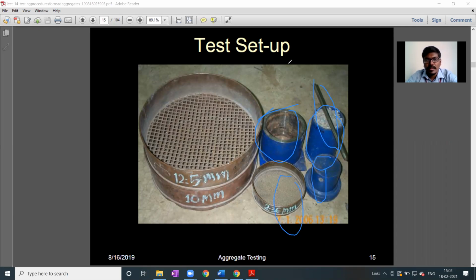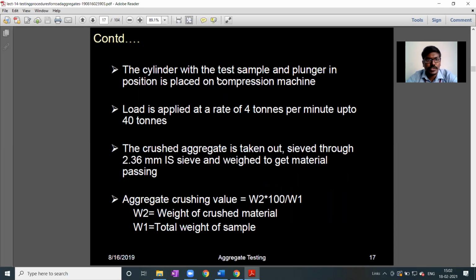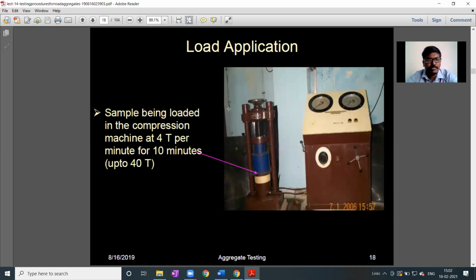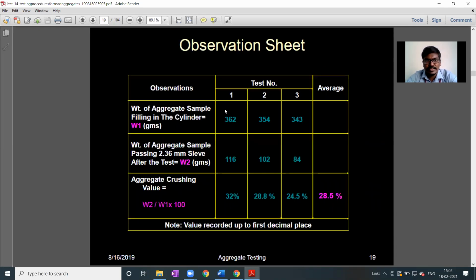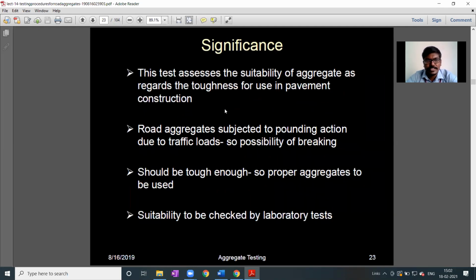Moving to the next, this procedure I already explained to you and showed you the videos also. A compression testing machine is required, and these are just the observations and later the discussions. Impact value I have also discussed, which tells us the toughness property, to assess the suitability of the aggregates as regards toughness for use in pavement construction.